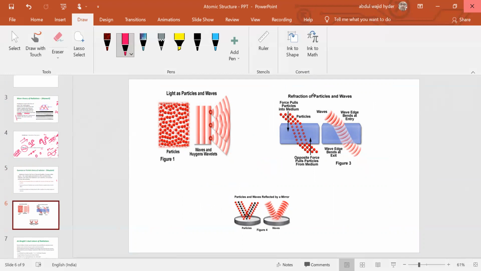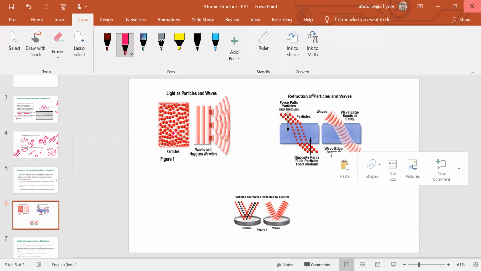Between particles, there is a gap. But in waves, there is no gap. So waves are continuous, but particles are discontinuous. Without dislocating this particle, it can't move from this place to this place. It means particles are localized.